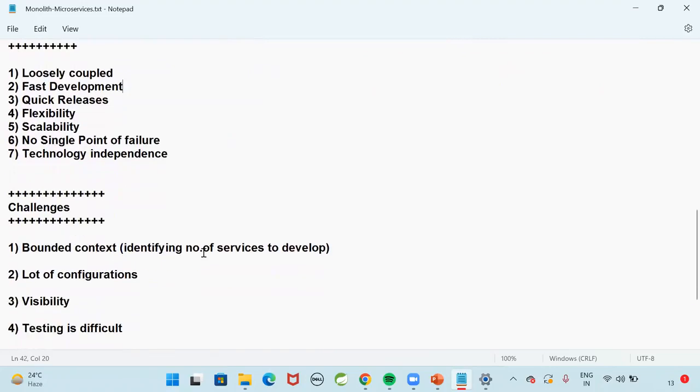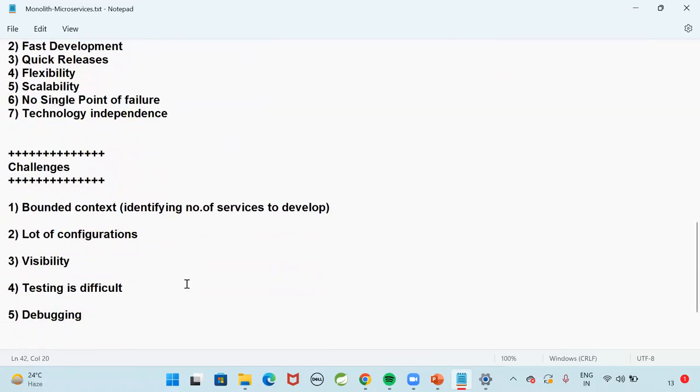Along with advantages, there are some challenges also with microservices. I'm not saying drawbacks, guys. There are some challenges available when we go for microservices architecture. Sir, what are the challenges with the microservices architecture?